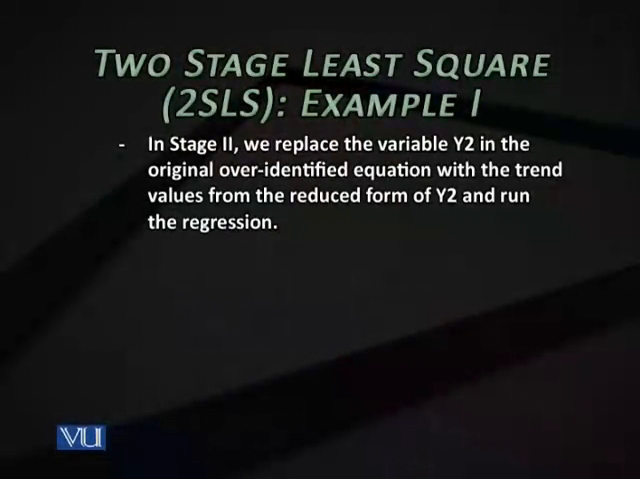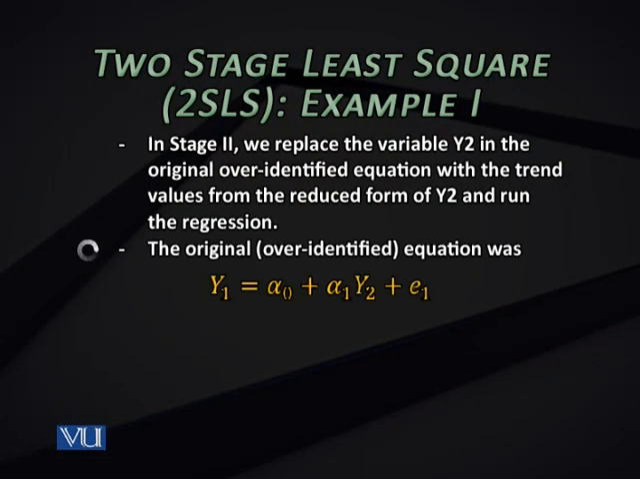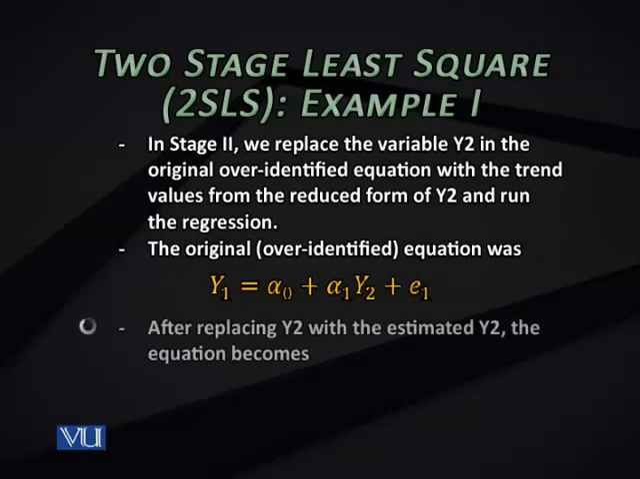Now what we will do in stage 2 is replace this y2 with y2 hat. What was the original equation, which was over-identified? y1 is alpha naught plus alpha 1 y2 plus an error term. But y2 was endogenous, so we estimated y2 and got y2 hat. Now we'll replace y2 with y2 hat and run a regression.